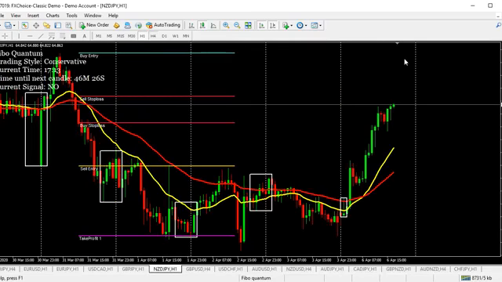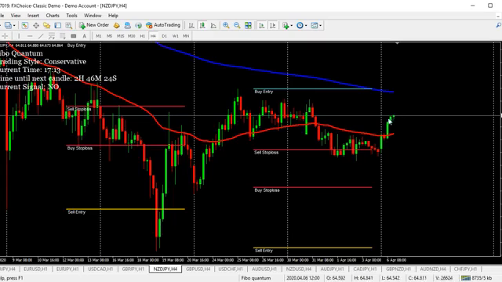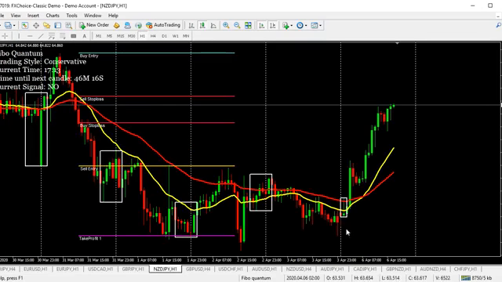NZD JPY, 4-hour chart. Global trend is down. Price is moving up, though, toward the 200-day moving average. So what you'll see on the daily chart is that move up, and there's not going to be much chance probably for a short setup. And we will not take a long entry at this point, right?